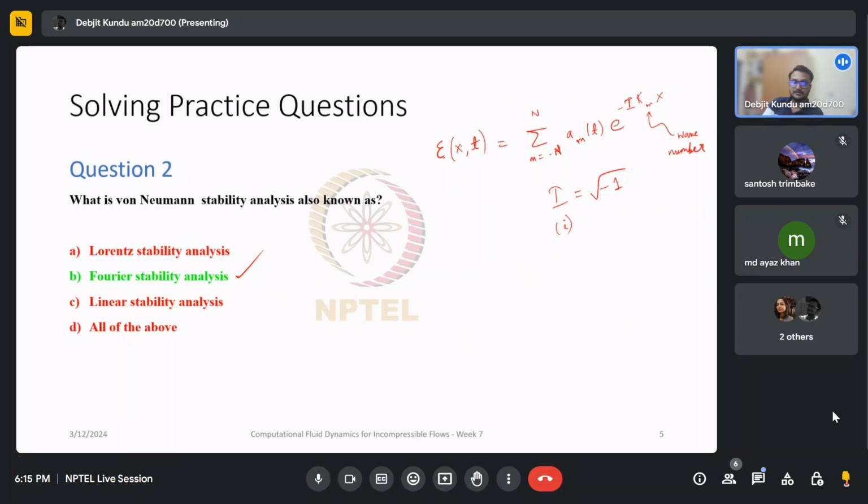So basically the error in any numerical scheme can be expressed as a sum of a Fourier series, and since these are applied to linear partial differential equations, each term in the Fourier series is independent of each other. That's a property of linear problems, right? So each of them can be solved separately and then added together to get the final solution. Since a Fourier series is used, this method is also known as the Fourier stability analysis. I hope that makes sense. Any questions, anyone?